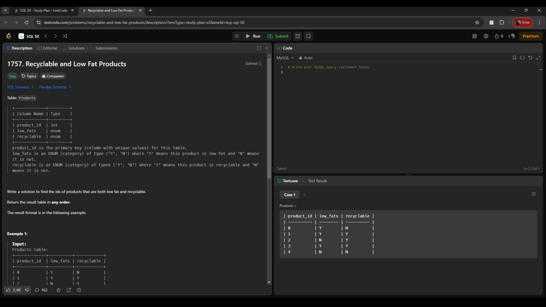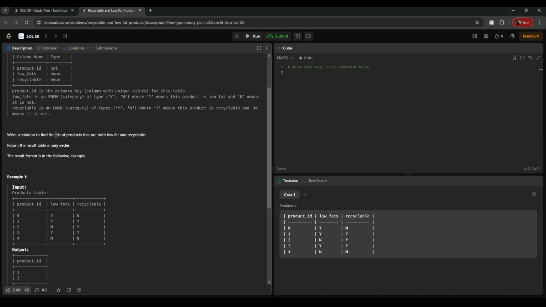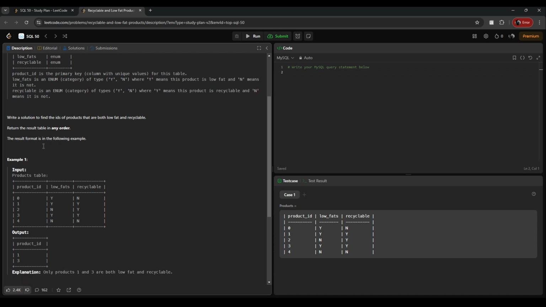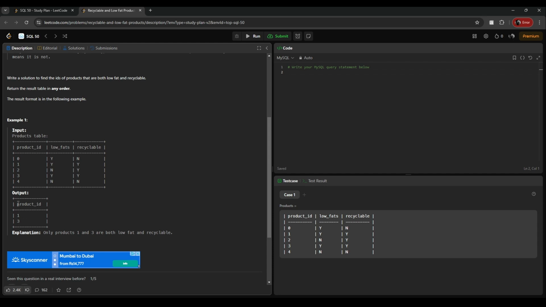Okay, so we have another problem here, recyclable and low fat products. The table name is products, and we have three columns here: product ID, low fats, and recyclable. So we need to find the IDs of products that are both low fat and recyclable, and the result table can be in any order. As you can see here, the product IDs 1 and 3 are listed because both low fats and recyclable is yes. For 1, both of them is yes, and for 3, both of them is yes.